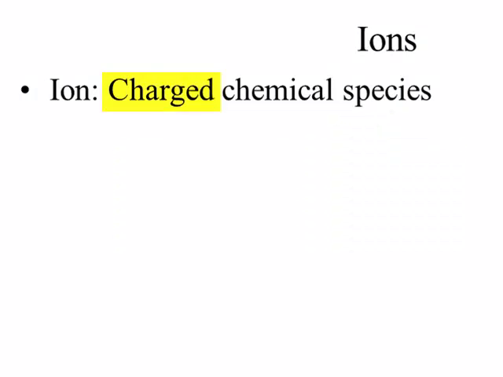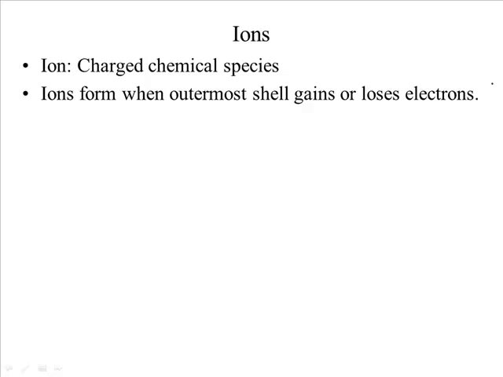An ion is a charged chemical species, so it could be an atom with a positive or negative charge, or it could be a compound with a positive or negative charge. Ions form because atoms are capable of gaining and losing electrons from their outermost shell.